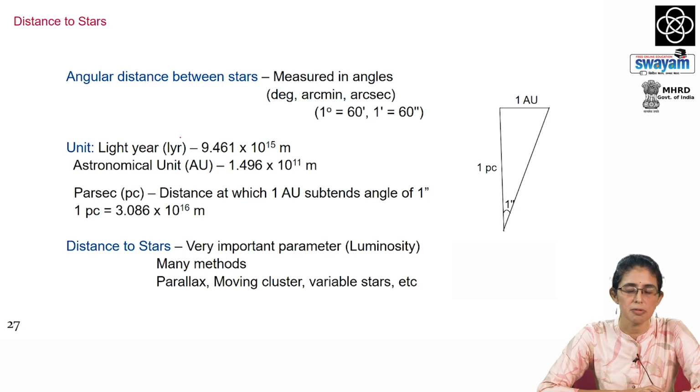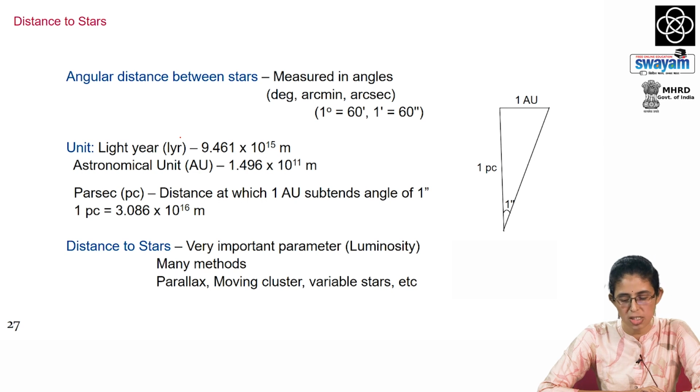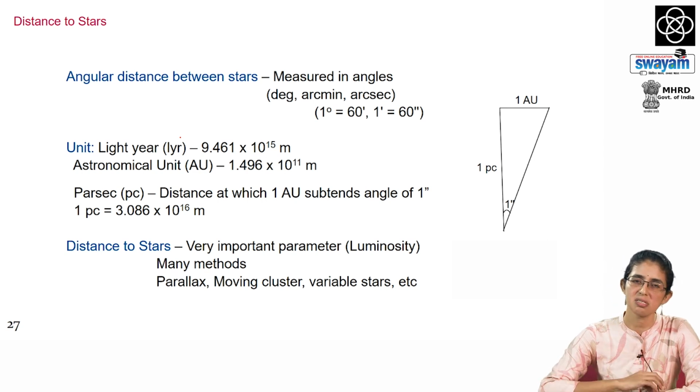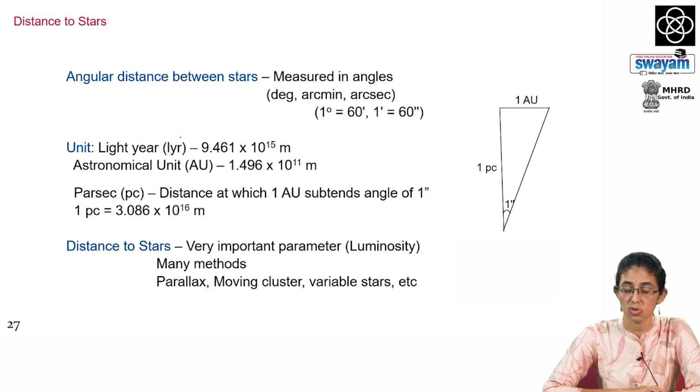Now, distance is a very important parameter because it helps us estimate the total brightness of stars as well as many other important parameters. So, one always tries to find out distance by various means, and there are many methods to find out the distance to stars. For the closer stars, one can find out distance using a method called parallax, but there are other methods as well, such as the moving cluster method. There are variable stars which are used as distance indicators. At different distance scales, different methods of estimating distance are used.